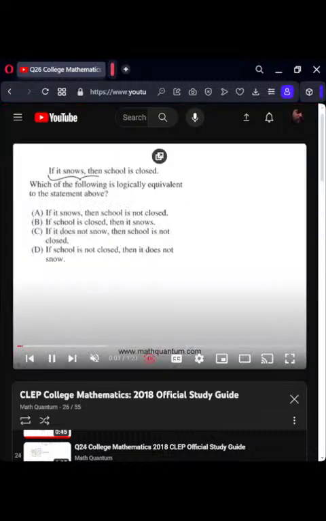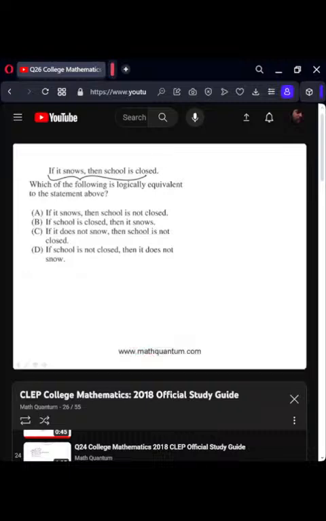So here we're given the statement, if it snows then school is closed. You have to find a logically equivalent statement to that, so this is a classic type of problem where you use the contrapositive of this, that is, if the school is not closed then it does not snow, so the answer is D. The remaining ones you can also eliminate using logic. It says if it snows then school is not closed, while if it snows we know school is closed, so this one is not equivalent.